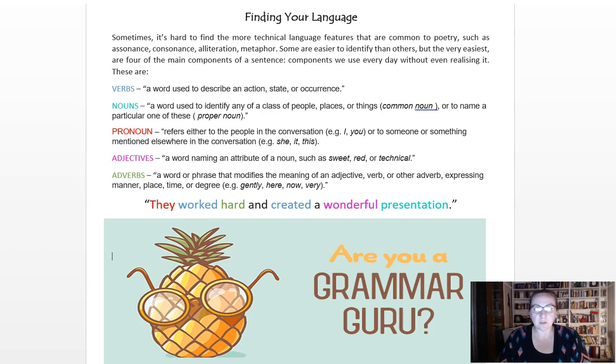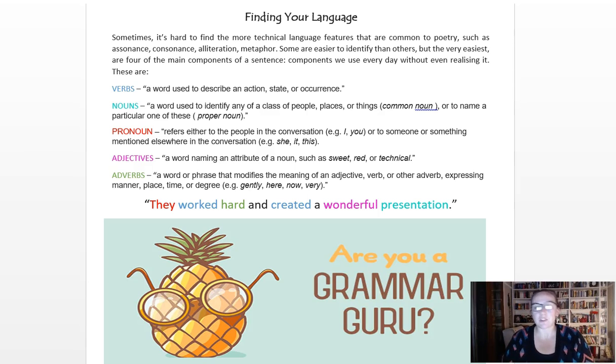So, the first one, we have got verbs, then we've got nouns, pronouns, adjectives, adverbs. Now, all of you have heard of these before because a lot of these things you'll find in a simple sentence. So a verb is a word used to describe an action, state, or occurrence. Basically, in primary school, maybe you might have called it a doing word.